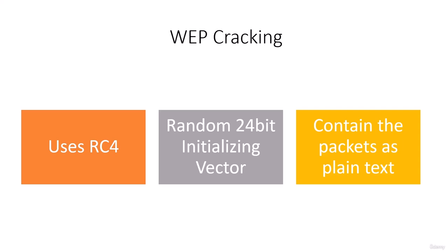Each packet sent into the air has a unique key stream, and WEP ensures that the key stream is unique using a 24-bit initialization vector. The initialization vector is a random number. It's sent in the packet as plain text, so this part is not encrypted. If you read a packet, you'll be able to read it in plain text. But the problem with this is that the IV, the initialization vector, is very short. It's just 24 bits and it's not that long.